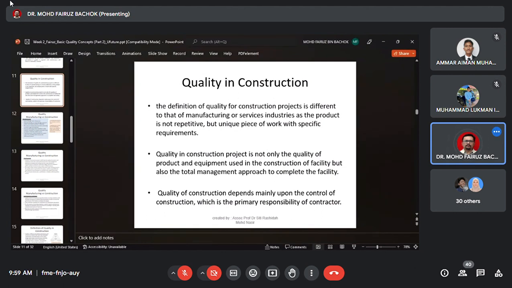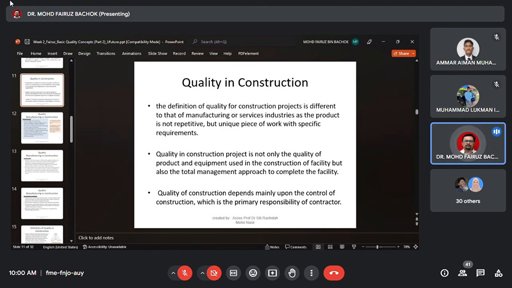That is under the total management approach, because you are going to work with many different kinds of people: engineers, skilled and unskilled workers, the client, and the vendor. They have their own attitudes, which is why we need to control them. We need total quality management.